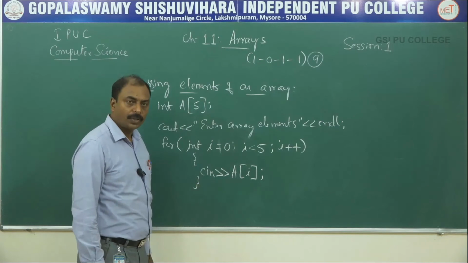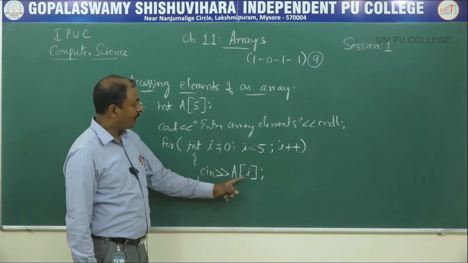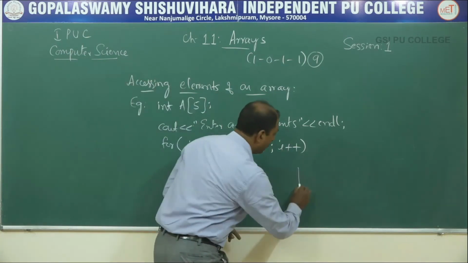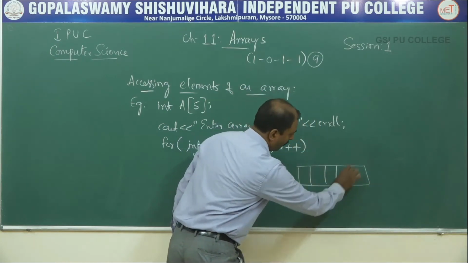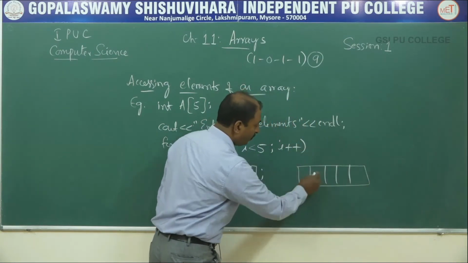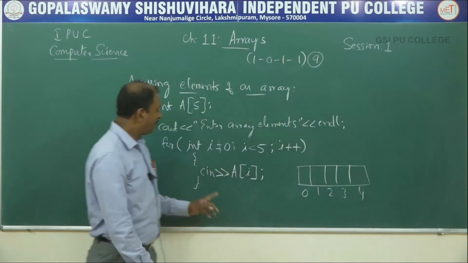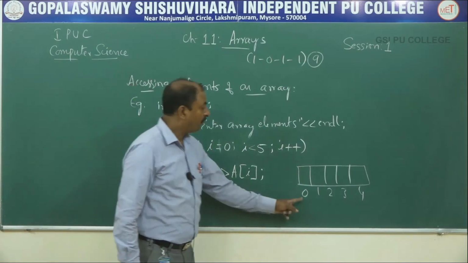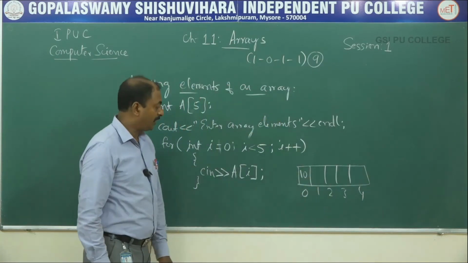Now how is it going to work? Here the first time it is i equal to 0. cin >> A[0]. A[0] means the first index. For example, if this is an array of size 5, the indexes are 0, 1, 2, 3, 4. Whatever value you input will be stored in the first index, for example 10.